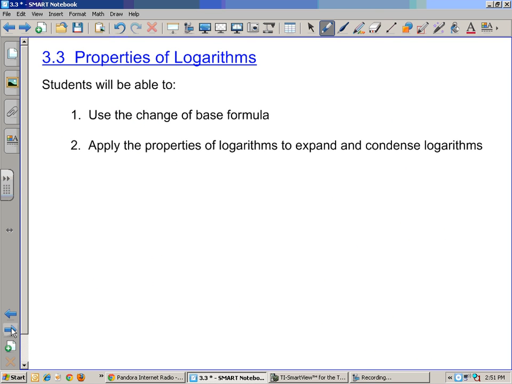Okay? All right, so now we're going to talk about section 3.3. Now, I'm going to give you a worksheet on Thursday in class.